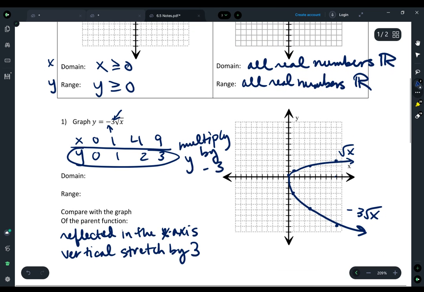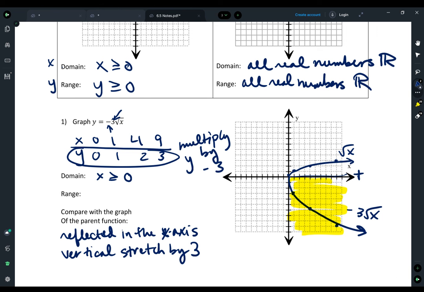So my domain here is interesting. My graph is only in this region down here. So my x's are still positive, right? I'm still on this positive x-axis. So I'm still over here. So my domain is still x greater than or equal to 0. But because I flipped that graph below my x-axis, now I'm only into all those negatives for y. So my y is going to be less than or equal to 0.